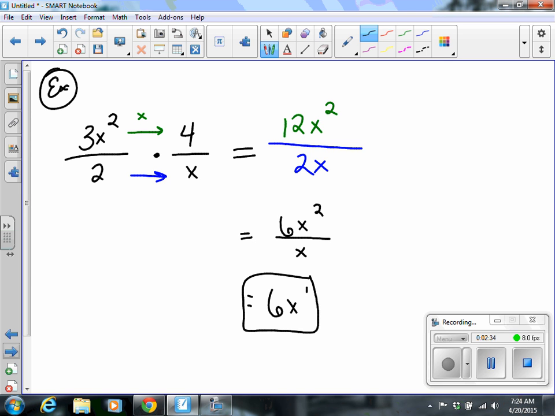Again, the reason being, we're going to have a little side step over here. If I have x cubed over x to the first, this really equals x to the third minus 1 on the top, which gives me x squared. Okay, so you're going to use that same process throughout.